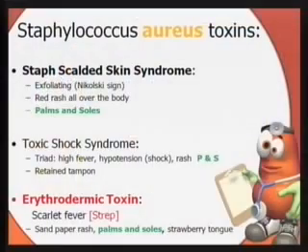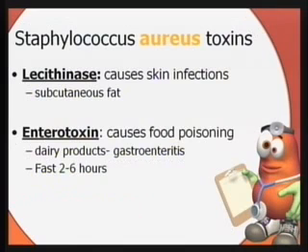Erythrogenic toxin is scarlet fever, and that's from strep. That's why I said the sandpaper rash, palms and soles, and strawberry tongue. But palms and soles. Very, very important PP clue. Now, Staph aureus toxins, we have lethacinase causes skin infections in subcutaneous fat.